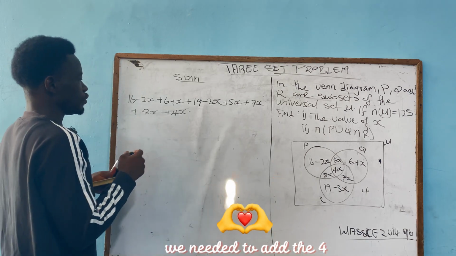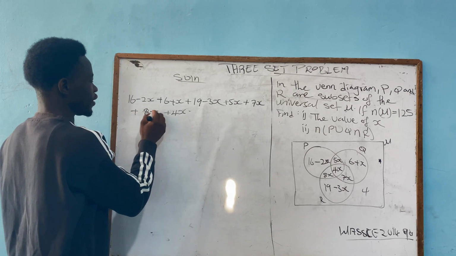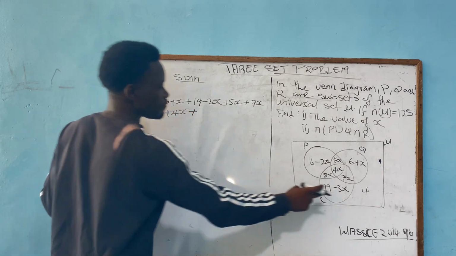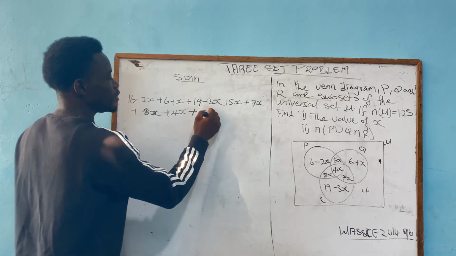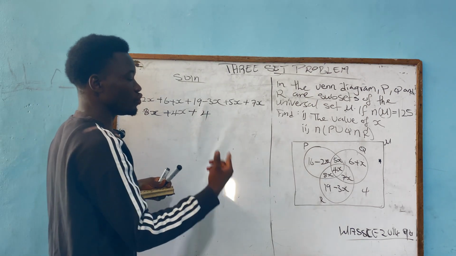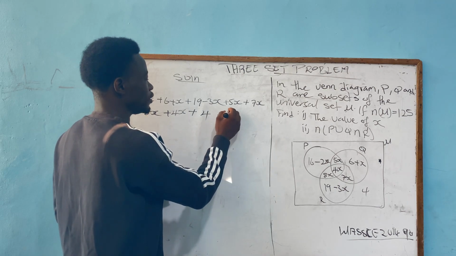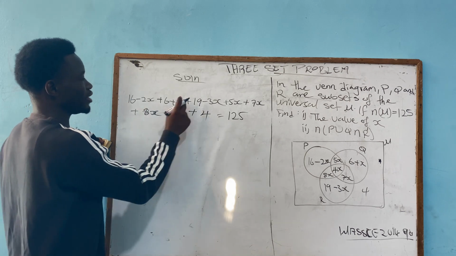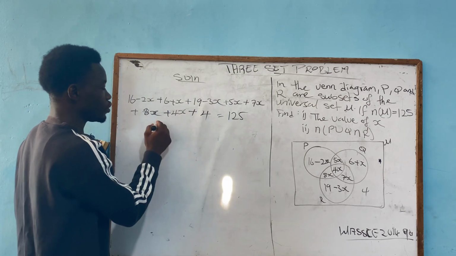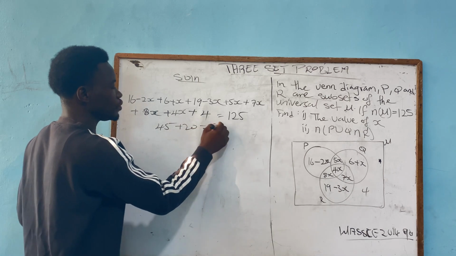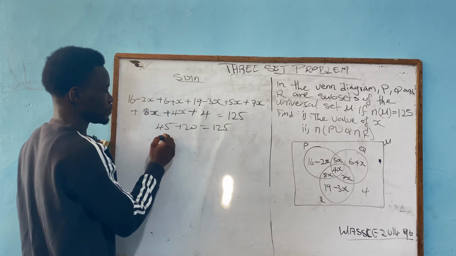So we have the 8x, 4x, plus the 4 that is here. The 4 does not belong to any of the P, Q, nor R. And this is finally equal to the 125. So when I added the other one, it was 41, plus the 4 will give you 45, plus the 20x, and this is going to be equal to 125.